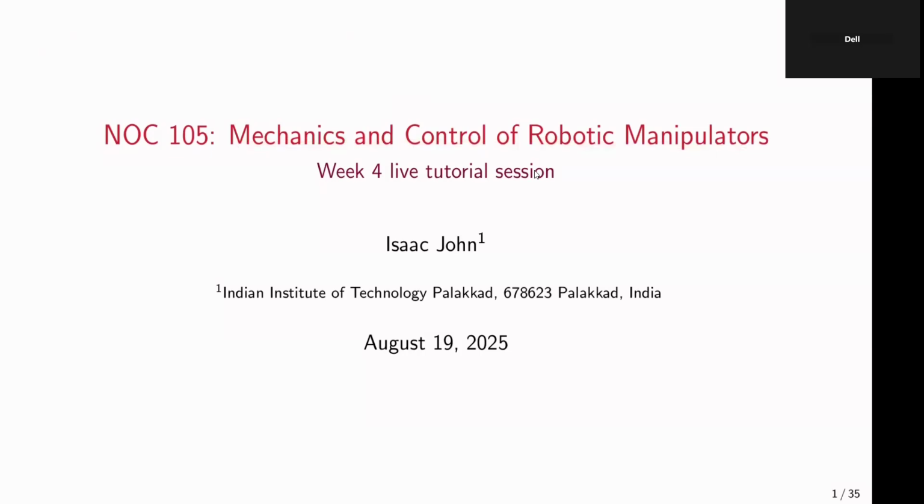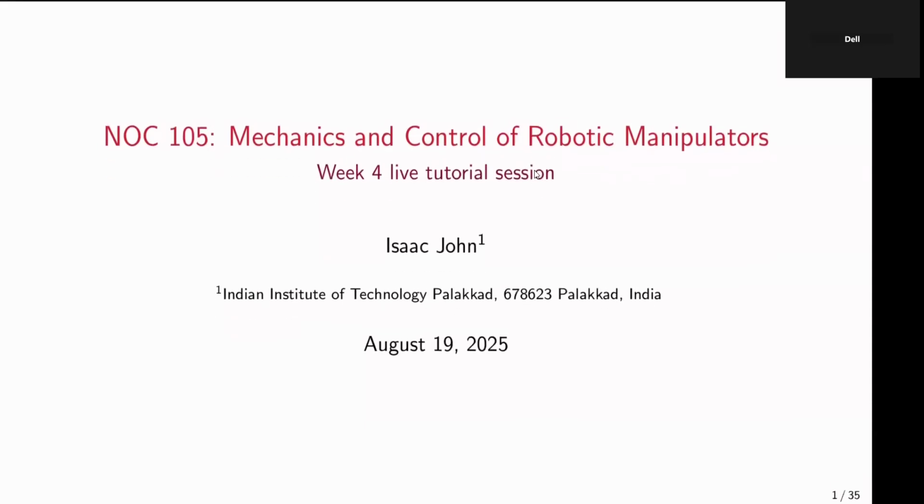So until now, we have been dealing with the kinematics part of mechanics. We have been dealing with the fundamentals of kinematics, how to do the forward kinematics, inverse kinematics. In the previous week, we have also seen some examples of typical 2D robotic manipulators, and how to solve the inverse kinematic problem analytically. So this week, it's more or less an extension of what we have covered in the previous week.